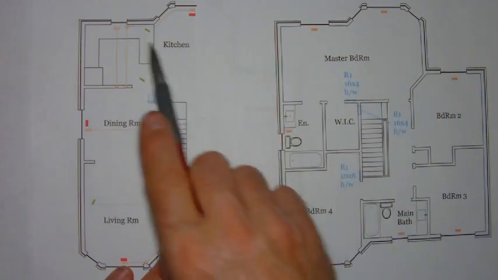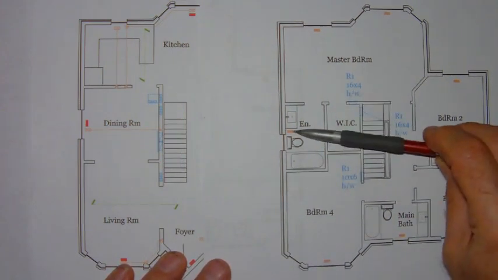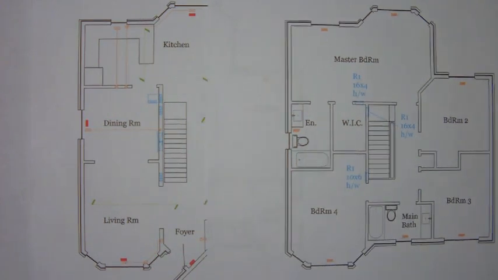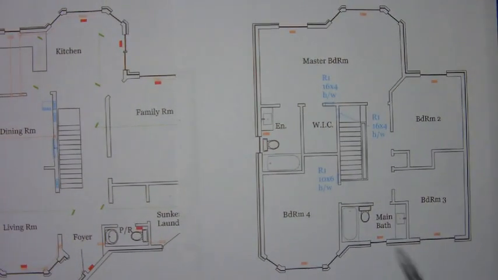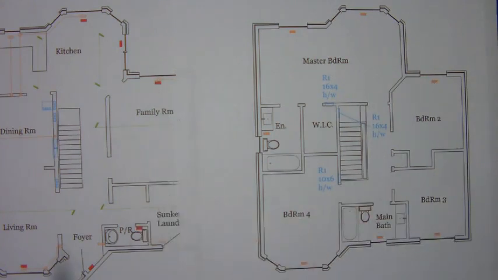This outlet is shown there. Our bathroom outlet is shown here. Our bedroom 4 is shown there. The main bath comes up right here. Bedroom 3 comes up right here. And bedroom 2 is located there.